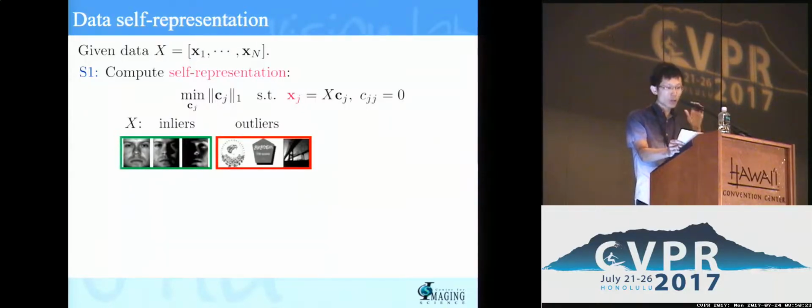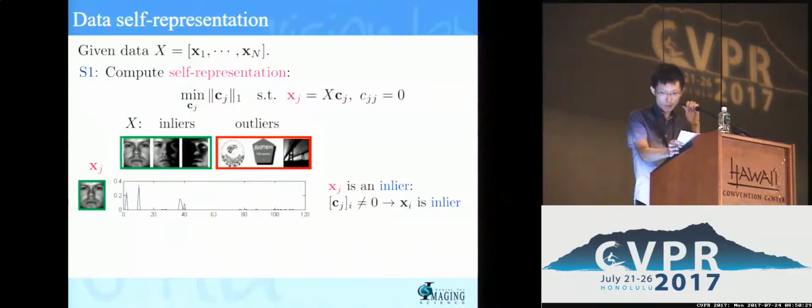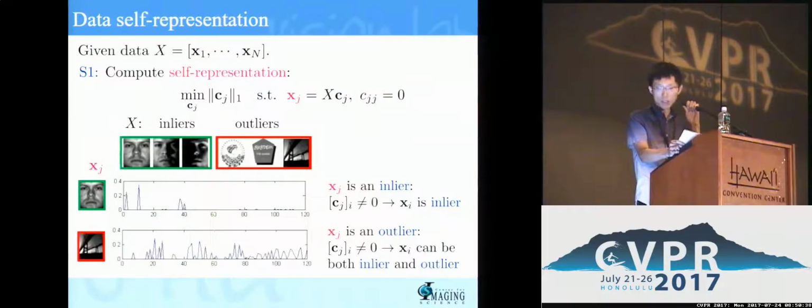A key observation of our method is that if we take Xj to be an inlier and solve the optimization problem on the top, then the coefficient vector Cj is going to have the property that its non-zero entries are going to correspond to other inliers only. On the other hand, if Xj is an outlier, then the non-zero entries of Cj are going to correspond to both inliers and outliers.